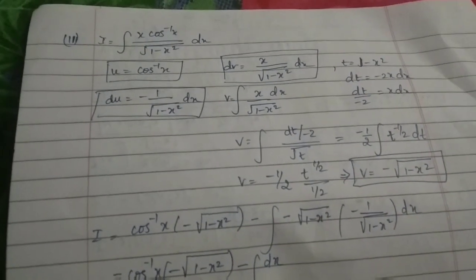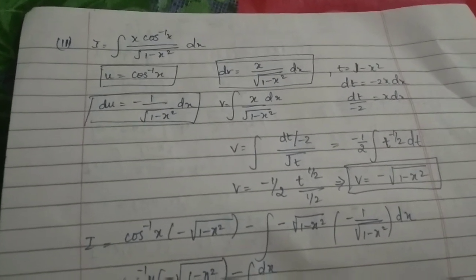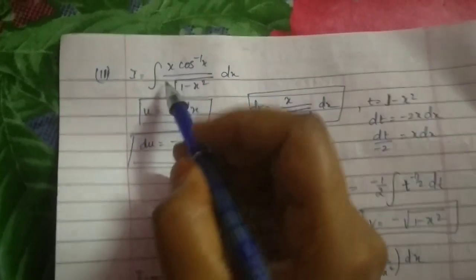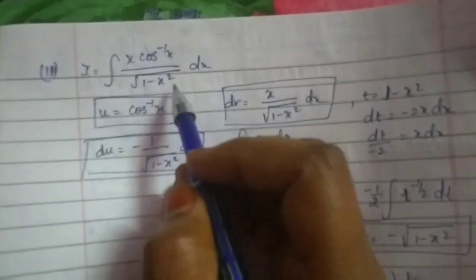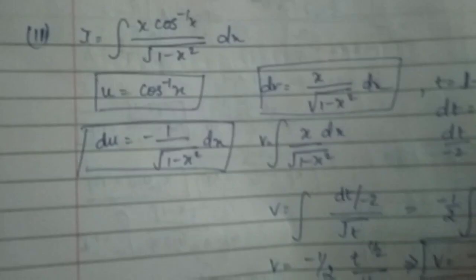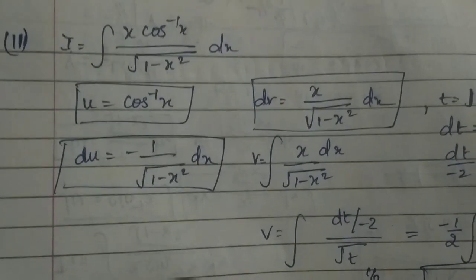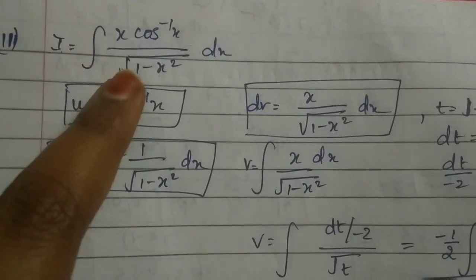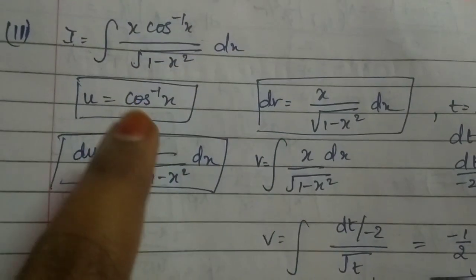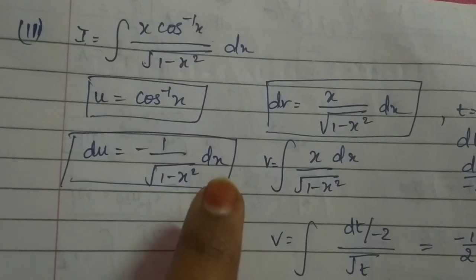The next one is also the same thing what we have done in sine inverse of x. Here is half of the step here. I equal to integral over x cos inverse of x into dx by root of 1 minus x square. Always inverse function will be u. Therefore u equal to cos inverse of x. dv is the remaining term which is present in the integral. Therefore it is x by root of 1 minus x squared into dx. When you differentiate this, you will be getting minus 1 by root of 1 minus x squared into dx.